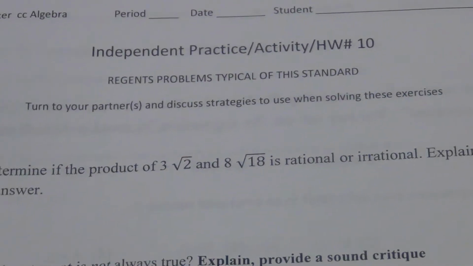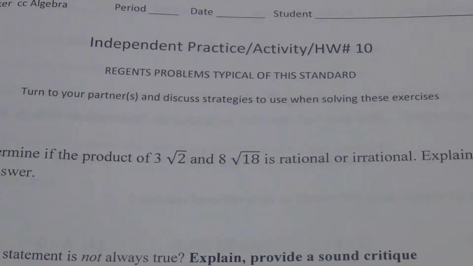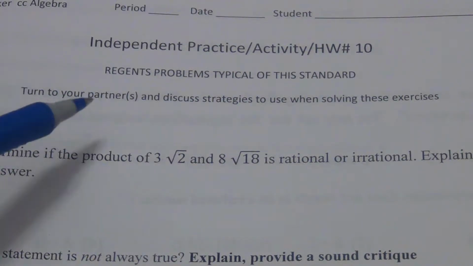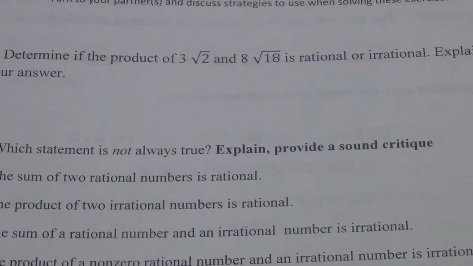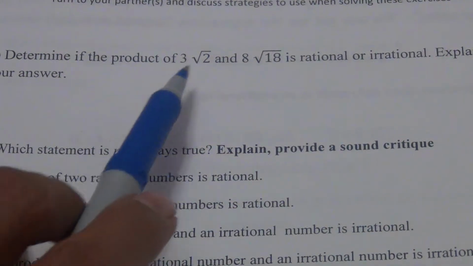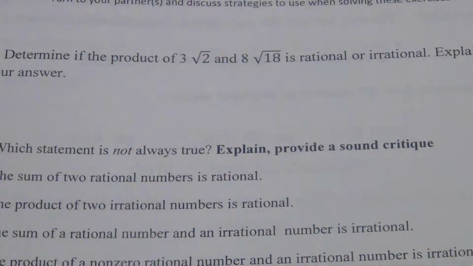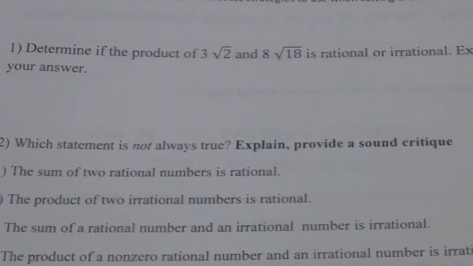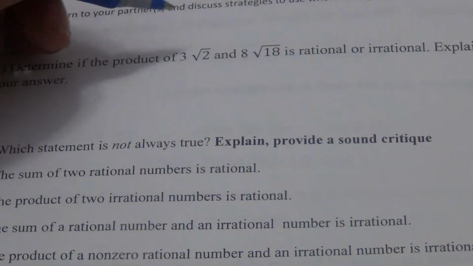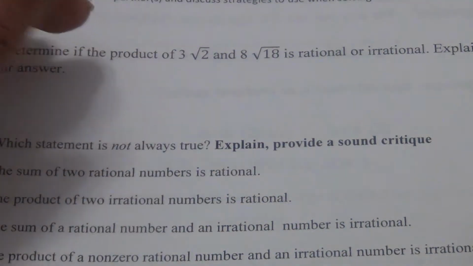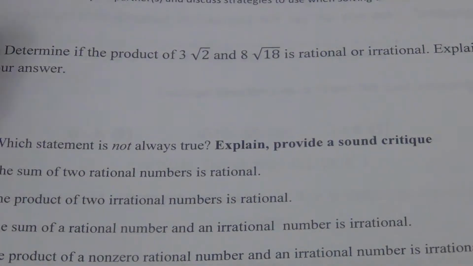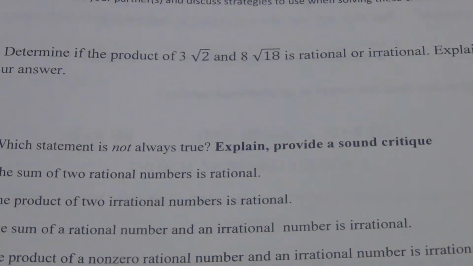Independent practice number 10. We got here. So let's see what's up. It says, turn to your partner and discuss strategies to use when solving these exercises. Of course, that's what you all should always do. Determine if the product of 3 radical 2 and 8 radical 18 is rational or irrational. Explain your answer. Well, first of all, I have to figure it out. So I could use a different paper, and then I'll write my own answer. That's exactly what I'm going to do.